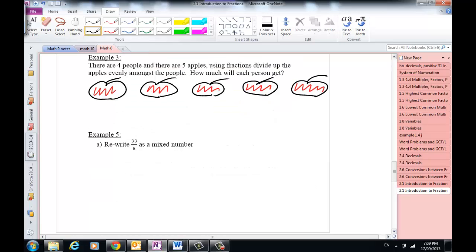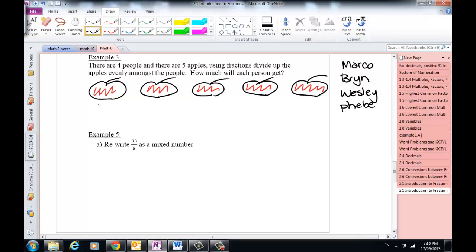Okay, so for example 3, all I've done is I've drawn in 5 apples, and that's because the question says there are 4 people and there are 5 apples. Using fractions, divide up the apples evenly amongst people. How many will each person get? So I'm going to choose just a few names from our class. So we have Marco, Bryn, Wesley, and Phoebe.